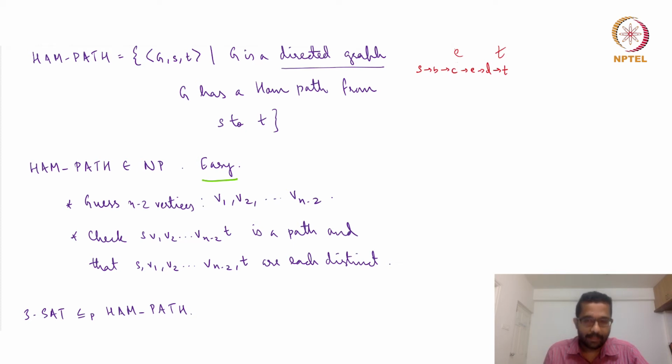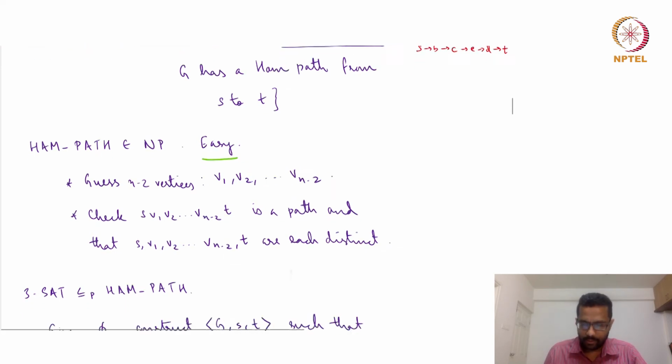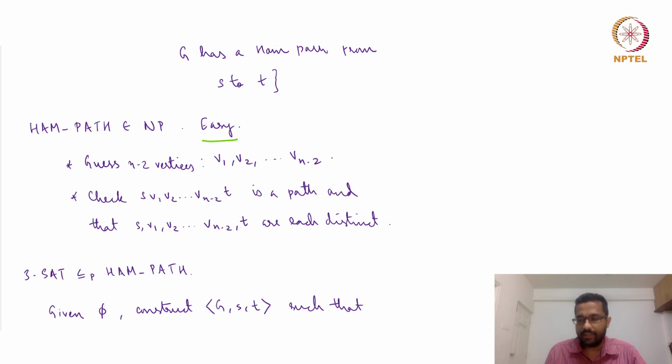Now, is that a valid Hamiltonian path? That is what one has to verify. Perhaps there is an edge from S to V1, edge from V1 to V2, but there is no edge from V2 to V3. This would mean that that is not a Hamiltonian path. But an actual Hamiltonian path will have all the vertices arranged in the correct order, and all of them are distinct. And these things can be verified. So I am not going into the details, but this should be easy for you to verify.